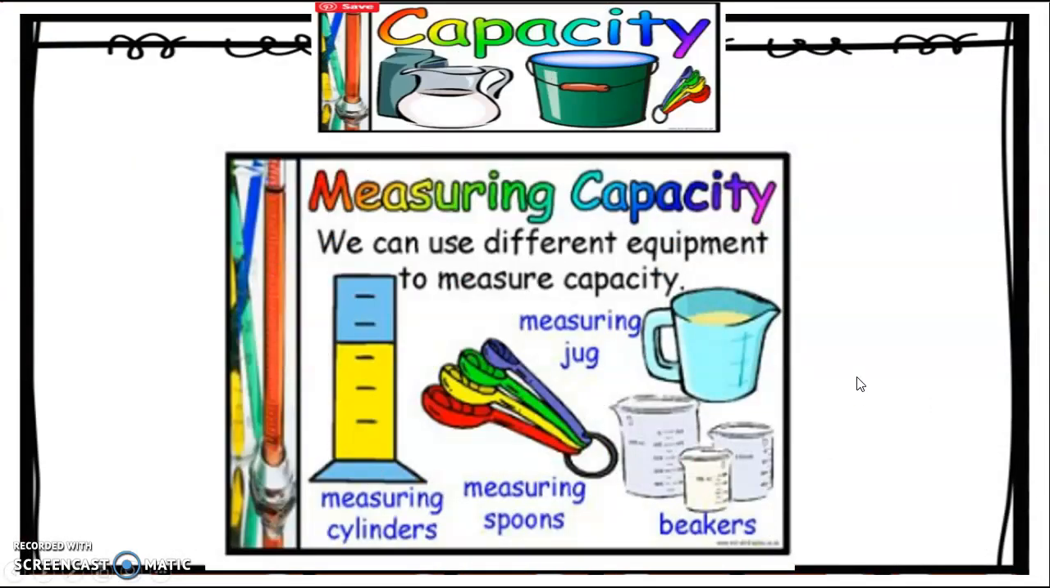We've also talked about capacity. When you measure capacity, we can use different equipment. You could use cylinders, measuring spoons, measuring cups or jugs, beakers. You could use bowls. You could use pots and pans. A lot of your pots and pans have measurements in them now.